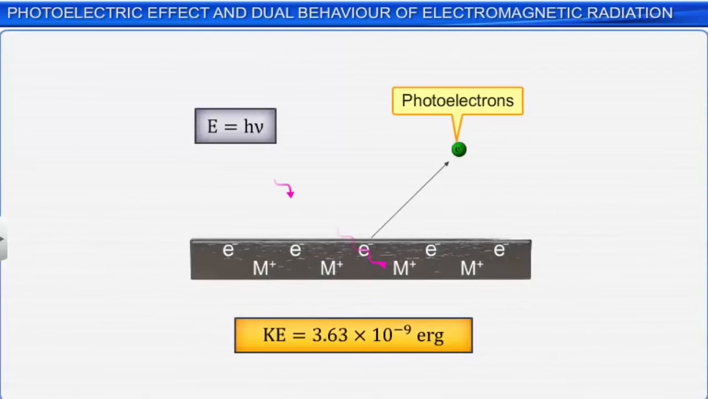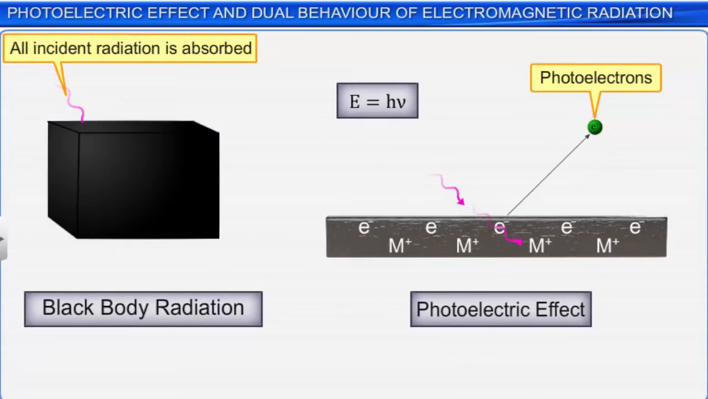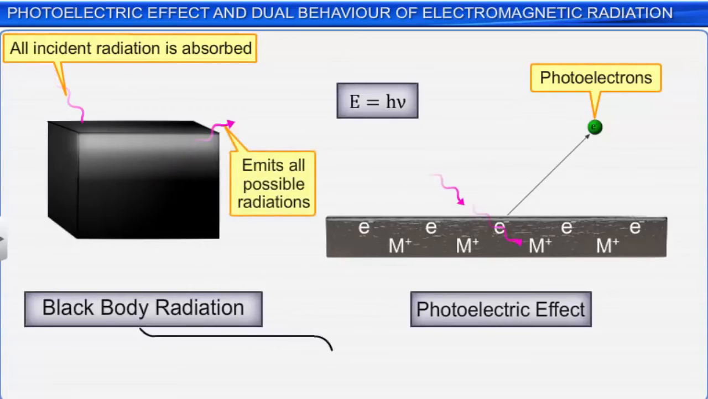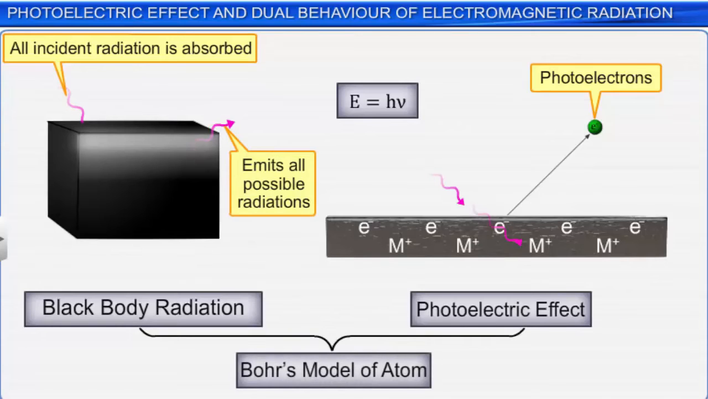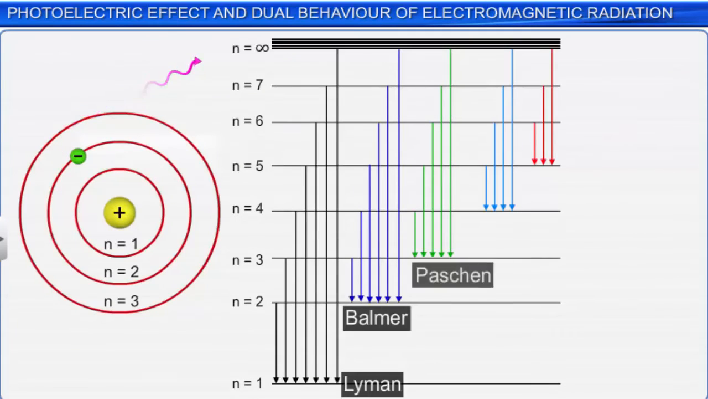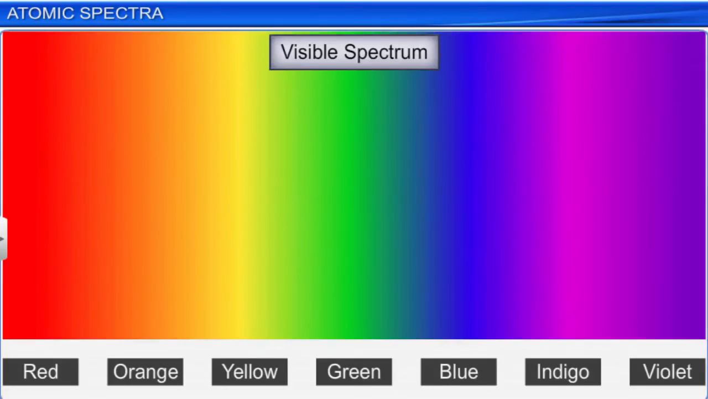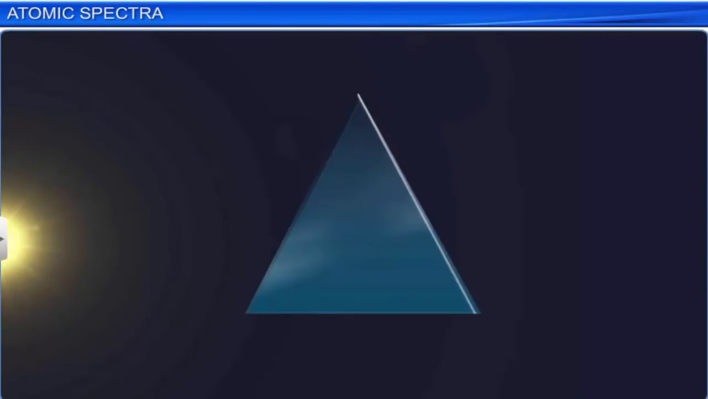The electron will be emitted with the kinetic energy of 3.63 × 10^-19 J. Thus, these theories and conclusions, such as blackbody radiation and the photoelectric effect, led to the development of Bohr's model of the atom. Bohr's model of an atom could successfully explain the line spectrum of the hydrogen atom that you will learn about in the next module. Before we begin to learn about atomic spectrum, let us understand the term spectrum.